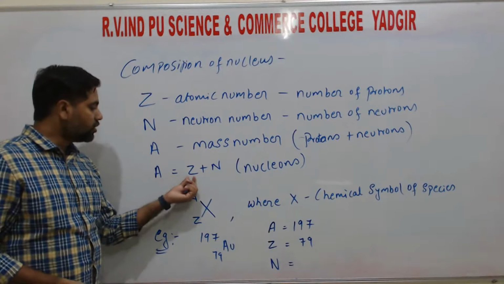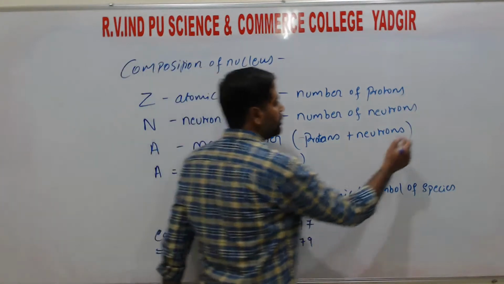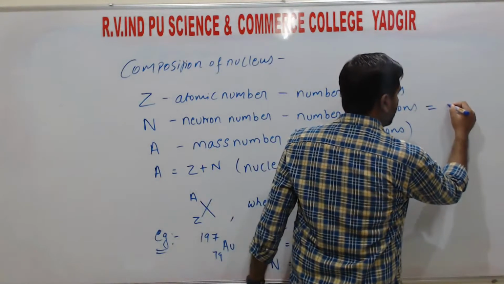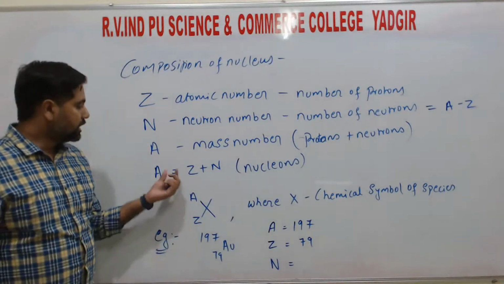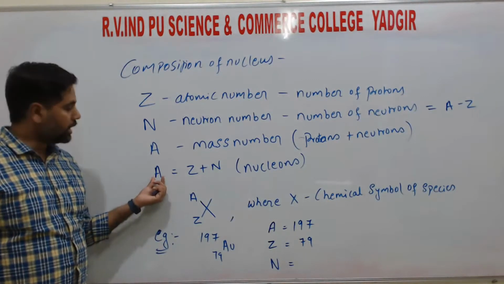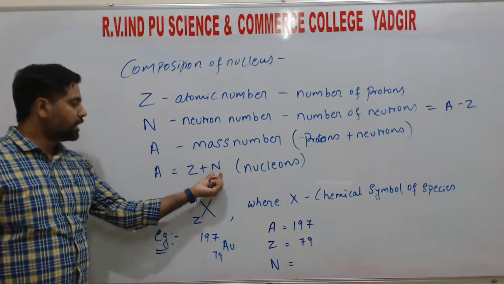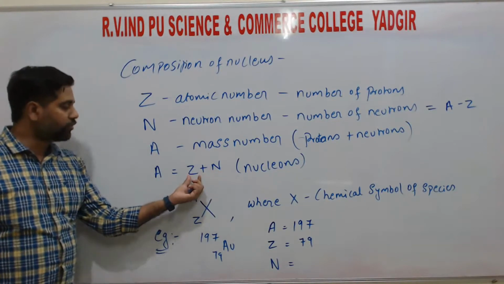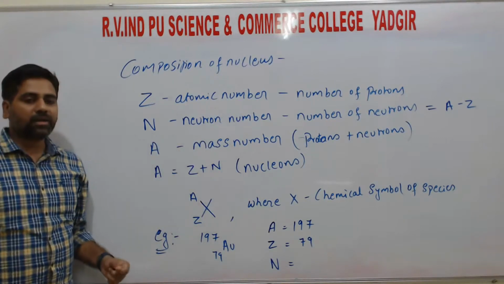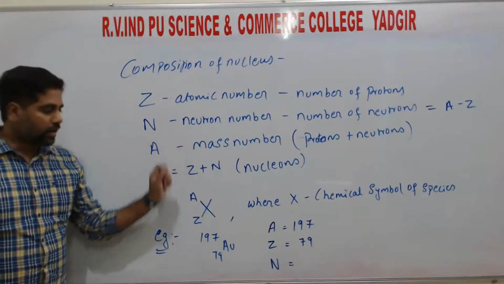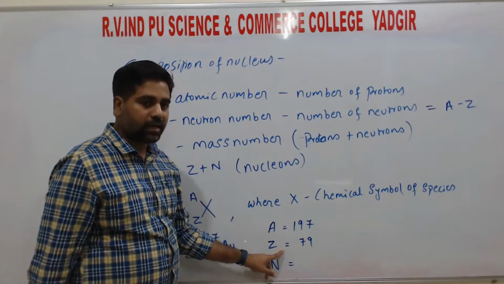So by this, A is equal to Z plus N. So we can write N is equal to A minus Z. That is from the mass number, A is equal to Z plus N, right? So we need N. Keeping N on the RHS, if we shift Z to the LHS, plus Z becomes minus Z. That means A minus Z gives the neutron number, right?